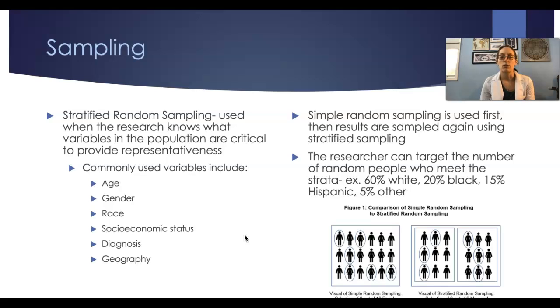So for example, if the researcher can target the number of random people who meet the strata, which means we know we have in our population 60% of us are white, 20% of us are black, 15% are Hispanic, 5% are something else. So we will randomly choose people that meet those needs. So we're still random, we're still not biased in our choices, but we're meeting the same percentages that we know already exist in our population.